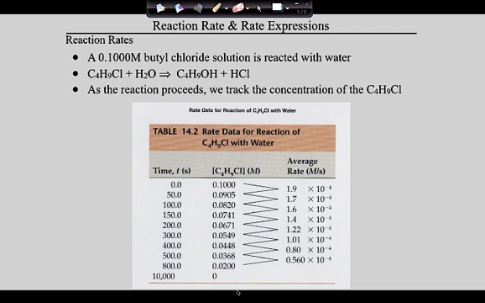Rather than track the concentration of a product, for some reason they chose to give us data where they're tracking the concentration of a reactant. So initially, this had a concentration of 0.1 molar. Guys, notice what happens over time to the concentration of the reactant. Over time, the amount of reactant is going down, as we expected, the reactant's being consumed.